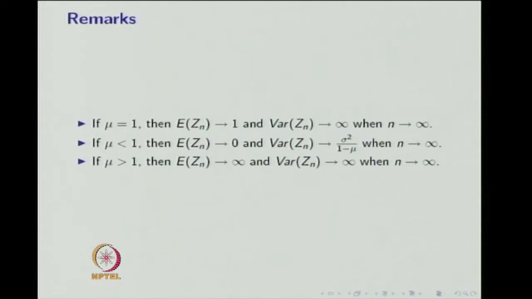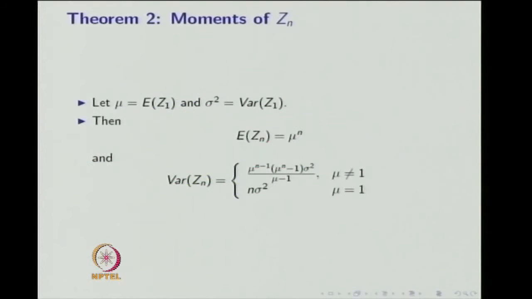Whereas if mu is less than 1, the expectation of Zn tends to 0, and the variance of Zn will be sigma square divided by 1 minus mu as n tends to infinity. Similarly, if mu is greater than 1, then the expectation of Zn tends to infinity, and the variance of Zn tends to infinity as n tends to infinity. This also you can see from the theorem.